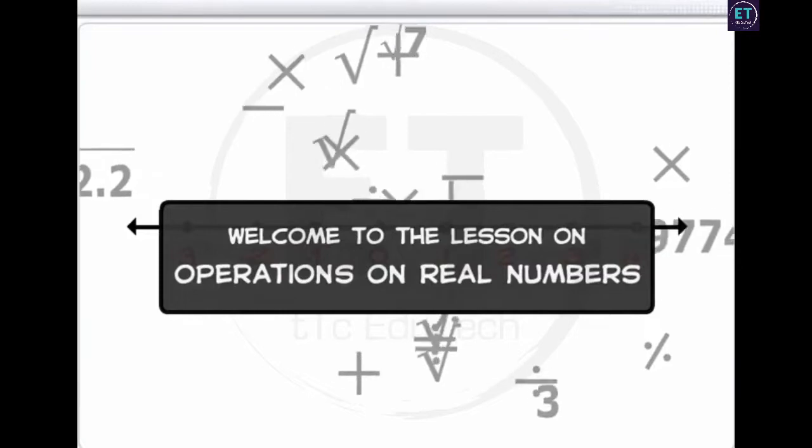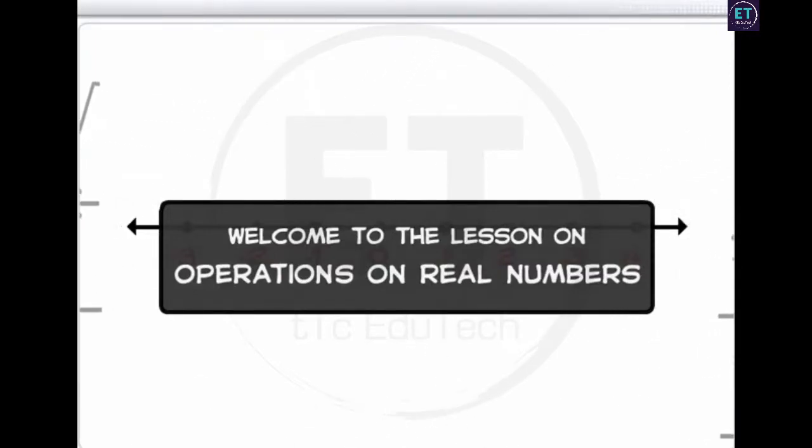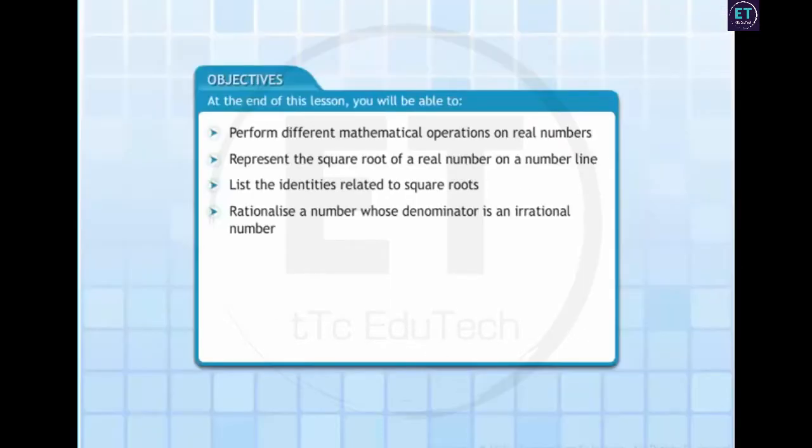Welcome to the lesson on operations on real numbers. At the end of this lesson, you will be able to perform different mathematical operations on real numbers, represent the square root of a real number on a number line, and list the identities related to square roots. You'll also be able to rationalize a number whose denominator is an irrational number.